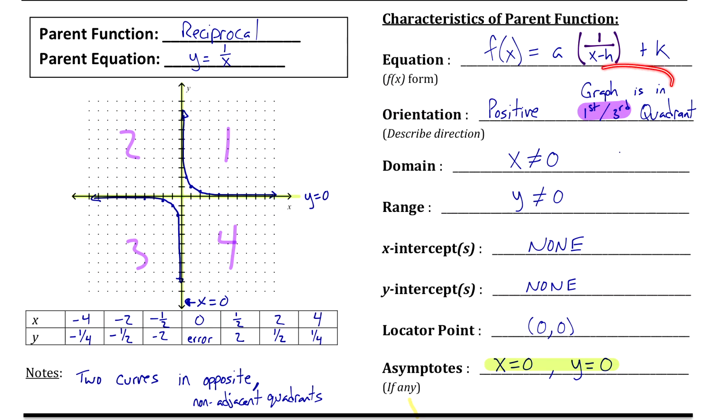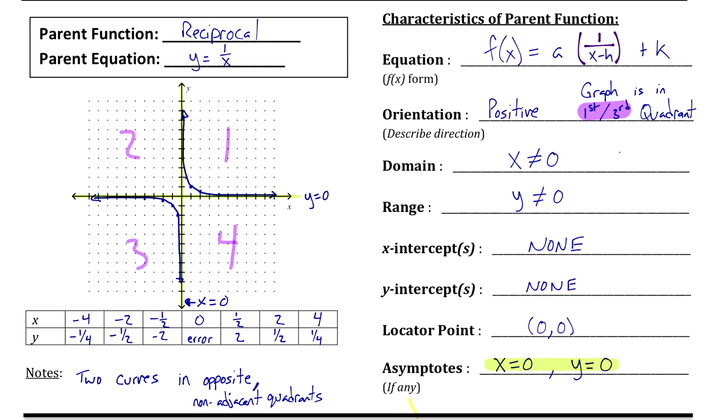And I just wanted to make a note that the first and third quadrant is where the graph is, unless it happens to be a negative orientation, then your graph will be in the other two quadrants, which I'll show you in a second.